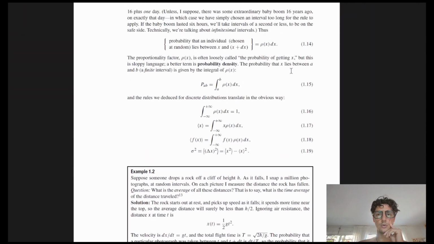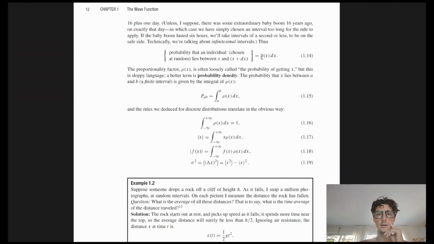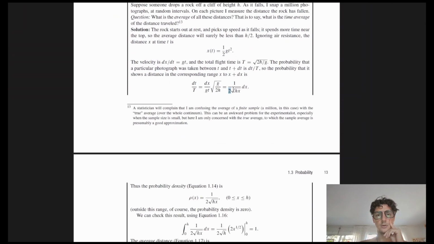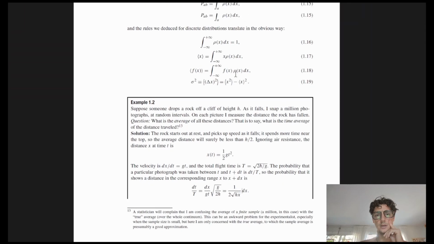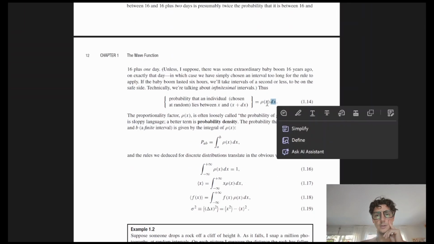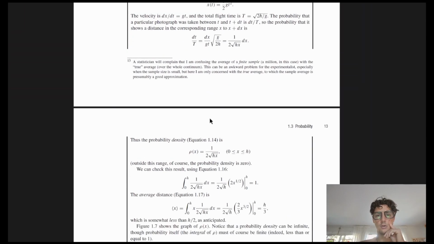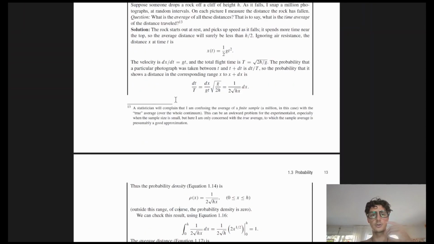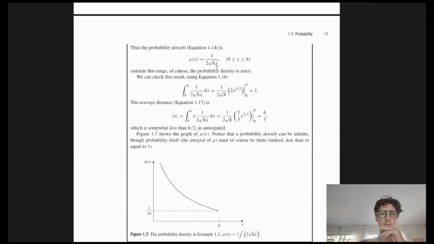Let's check equation 1.14. Here, the probability density is, I'm assuming, just this stuff here before the dx. Is that correct? Before the dx. That is rho of x. Is that true? Yeah, looks like that's the case. So 1 over 2 square root of hx, this is the probability density of finding the object. So I guess they're solving the problem here with some stats or some probability.